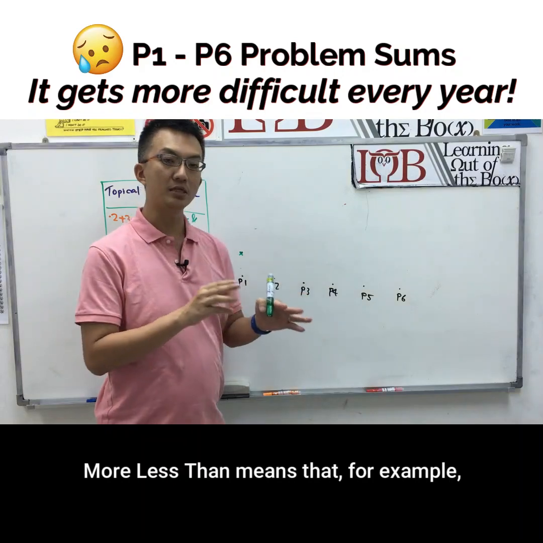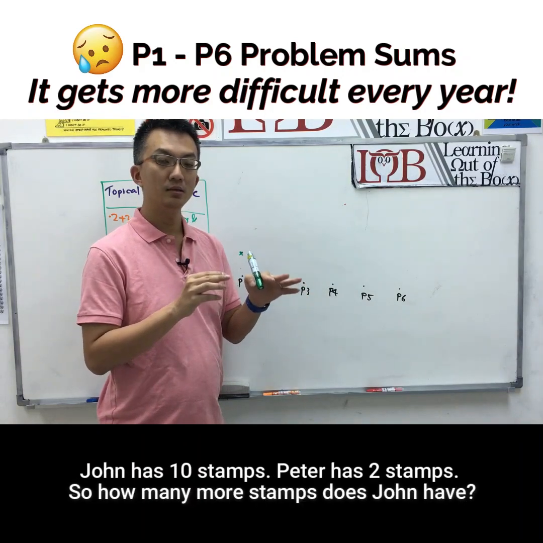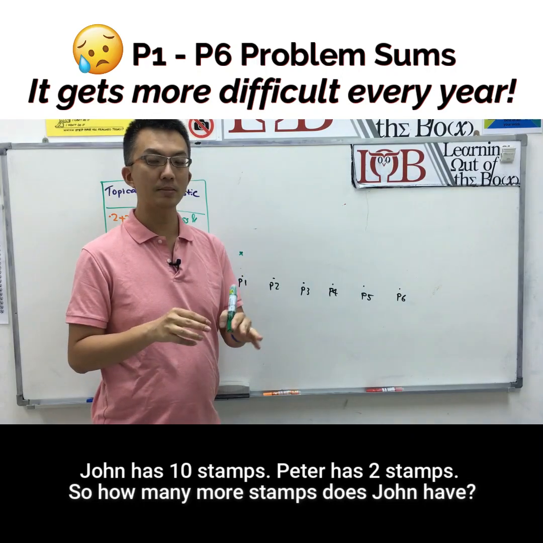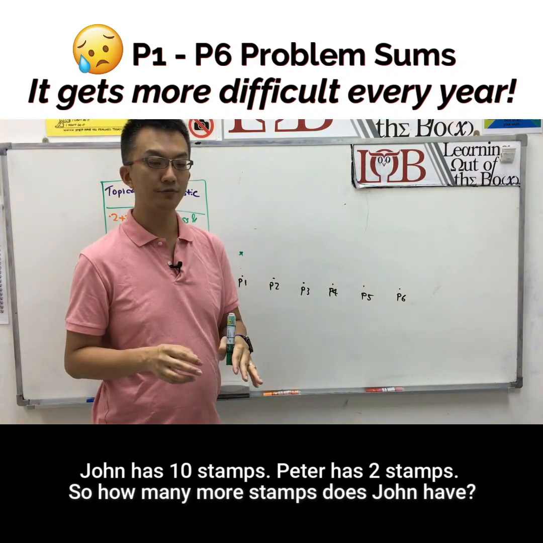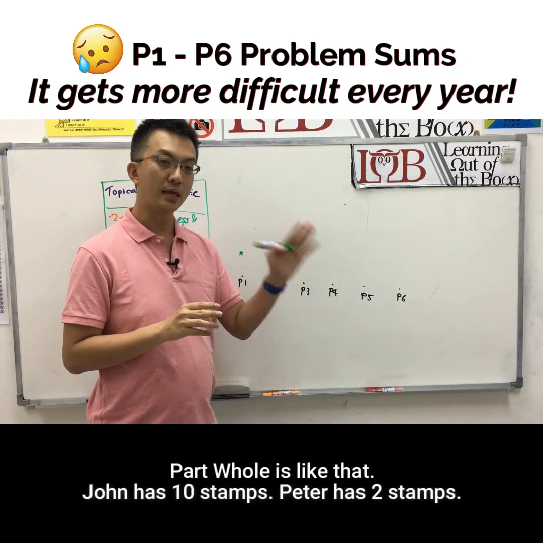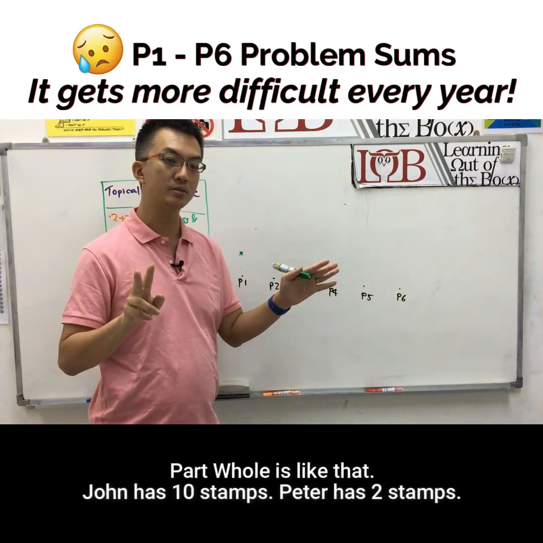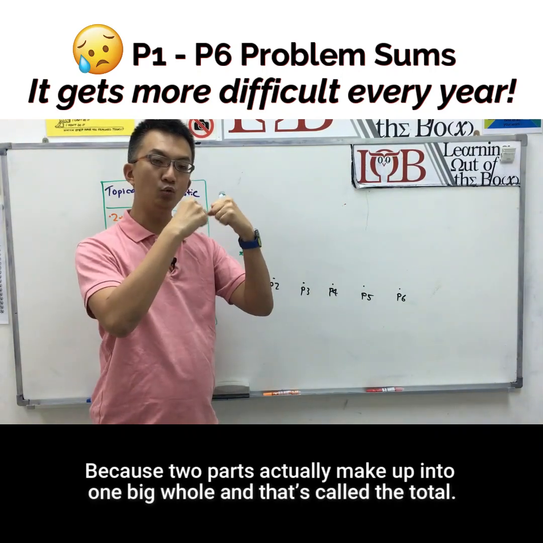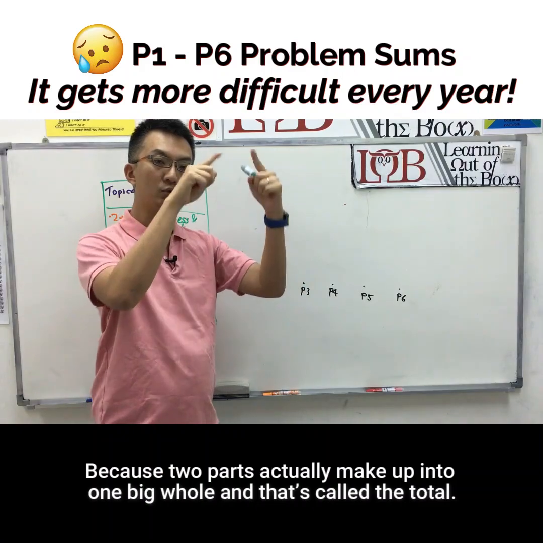There are two types, which are more, less than, as well as part whole. More, less than means, for example, John has 10 stamps, Peter has 2 stamps. So how many more stamps does John have? Part whole is like that. John has 10 stamps, Peter has two stamps. So how many do they have in total? Because two parts actually make up one big whole, and that's called the total.